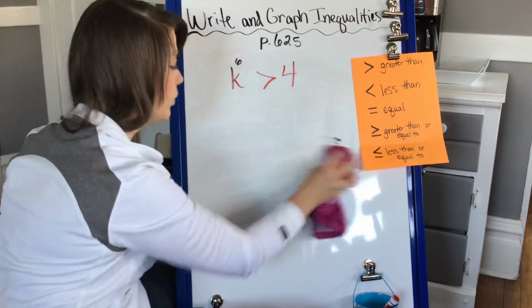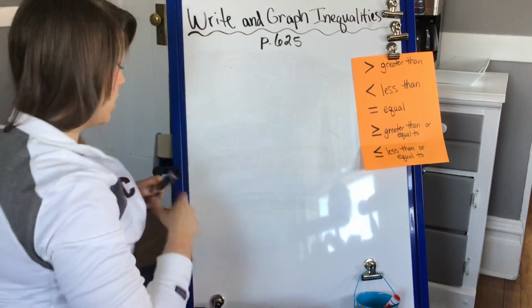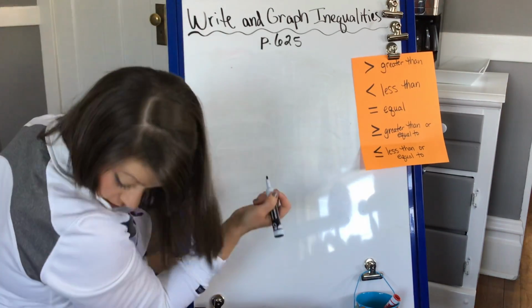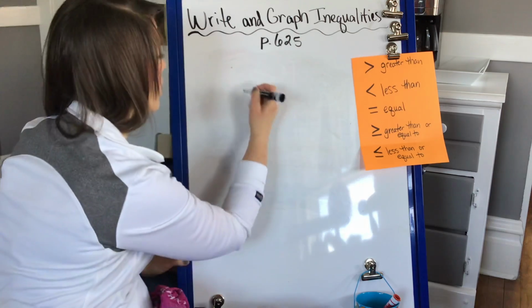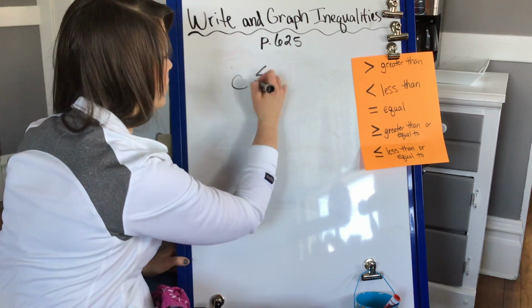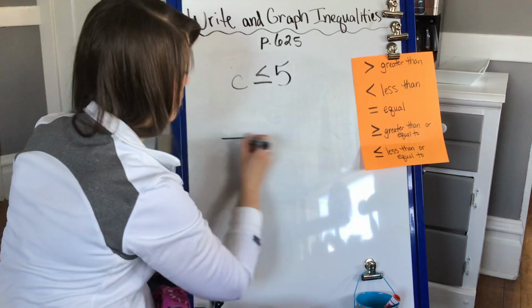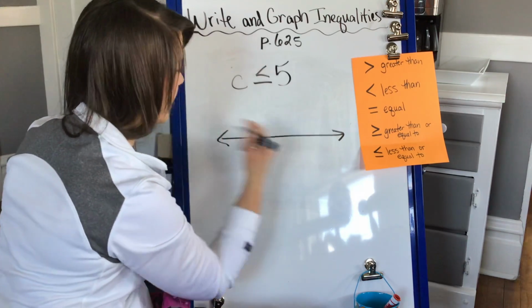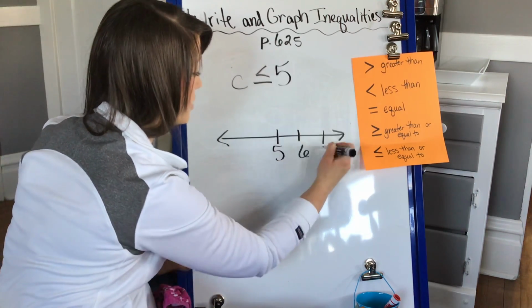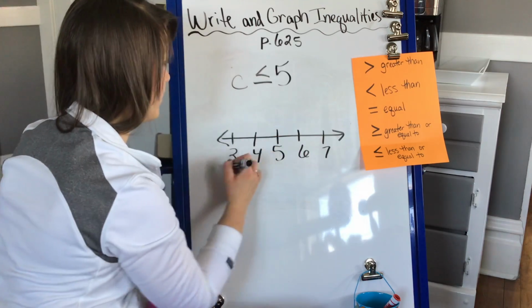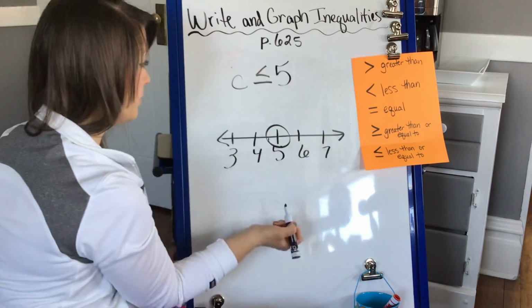All right, we'll do one more, and then I'll let you get to your homework. Okay, let's do one that's opposite of that one. C is less than or equal to 5. Okay, so I'm going to draw my line again. 5 in the middle, 6, 7, 4, 3. Circle at the number they give me.